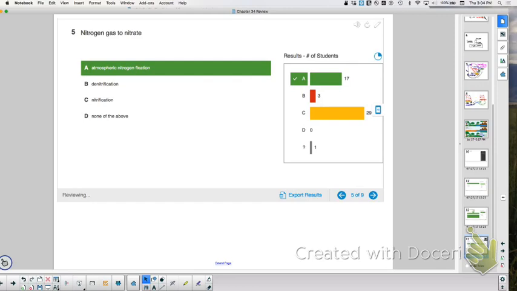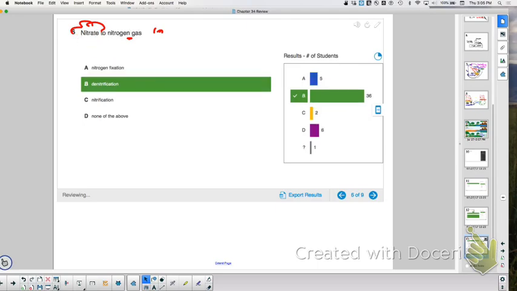How did we get to nitrate? Atmospheric fixation. You need to read this. This is gas all the way to nitrate. Okay, so you got to read that so you answer the question correctly. So that would be atmospheric fixation. Okay, not a problem. Okay, good enough. All right. Okay, nitrate to nitrogen gas. How does it get back up there? Denitrification.